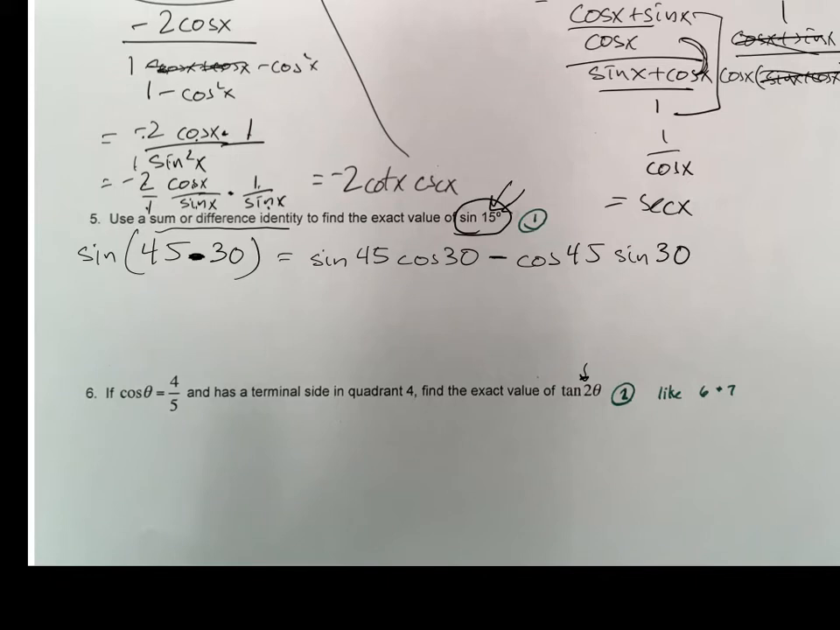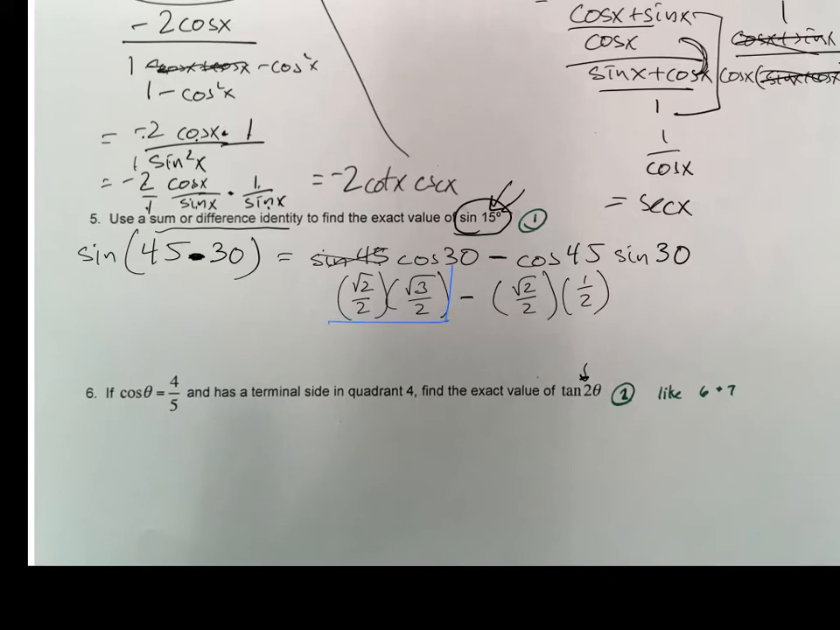You're going to take out the words. A lot of you are leaving the words. Get rid of the words. All of this is an answer. The sine of 45 is radical 2 over 2. Cosine of 30 is radical 3 over 2. Minus cosine of 45, radical 2 over 2. Sine of 30 is 1/2.